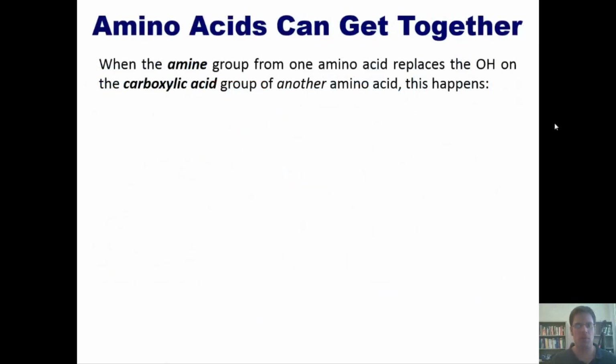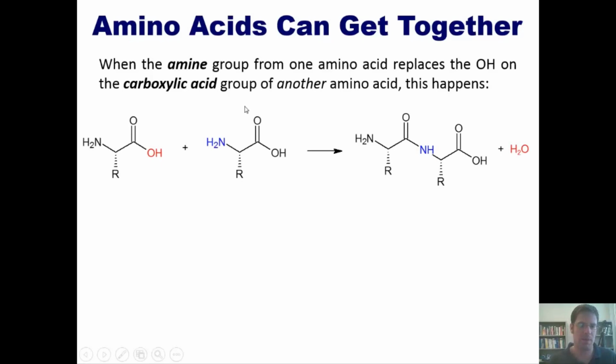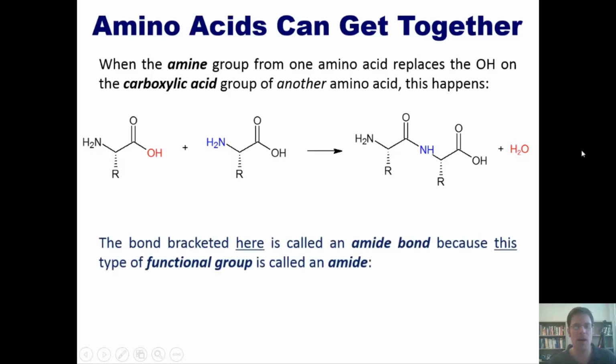Now, when the amine group from one amino acid replaces the OH group on the carboxylic end of another amino acid, here's what happens. So I've got my amine group on one amino acid staring at the OH group of another. If this condenses so that the nitrogen takes the place of the OH and kicks off the OH as water, we get this product right here. Now, the bond that I bracketed right here is called an amide bond, and the reason is because this type of functional group happens to be called an amide. Now, I want you to keep that in mind momentarily as I go on to the next slide.